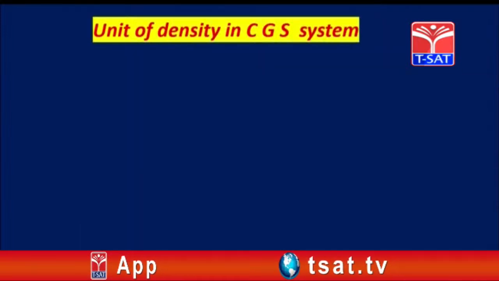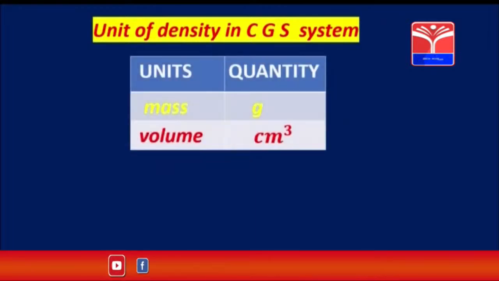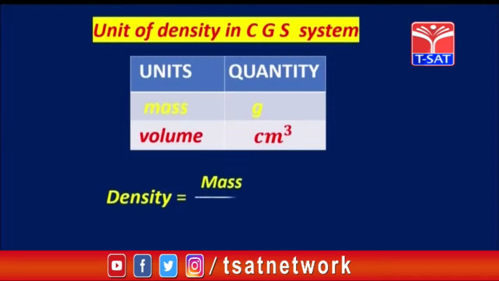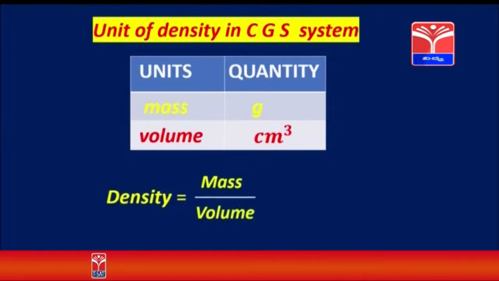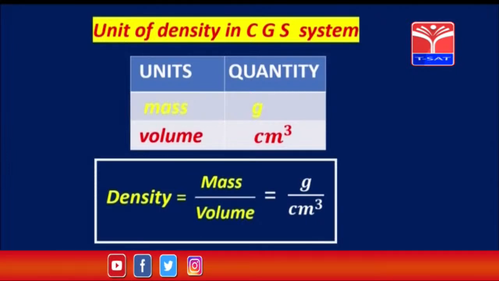Next, what is the unit of density in the CGS system? Again, mass is measured in grams in the CGS system and volume is measured in centimeter cube. So density is mass by volume again, and gram per centimeter cube is the unit for density in the CGS system. Right, children? This is a very important unit for density in the CGS system.